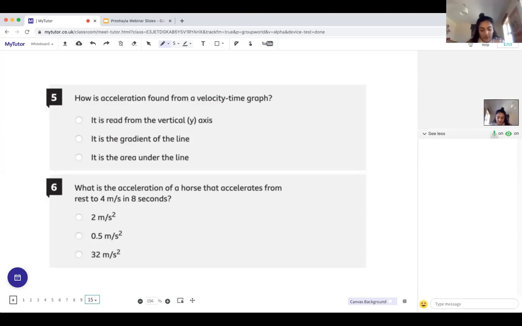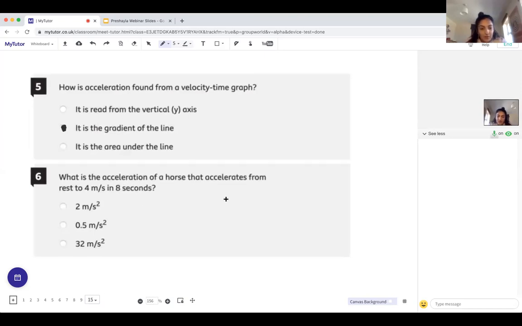So yeah, the gradient of a velocity-time graph is the acceleration. And what is the acceleration of a horse that accelerates from rest to 4 meters per second in 8 seconds? Okay, so this question is done using our new equation for acceleration, which is a equals v minus u over t.